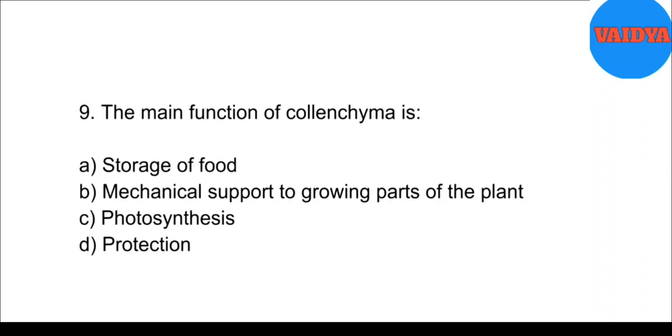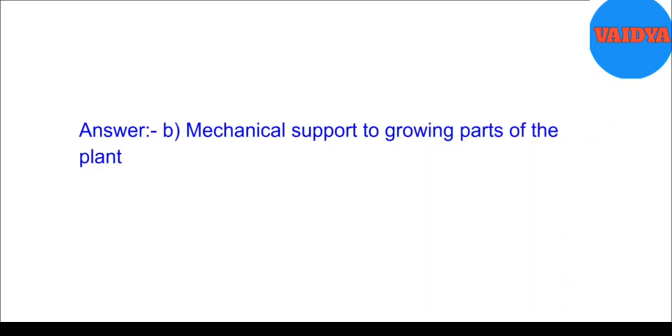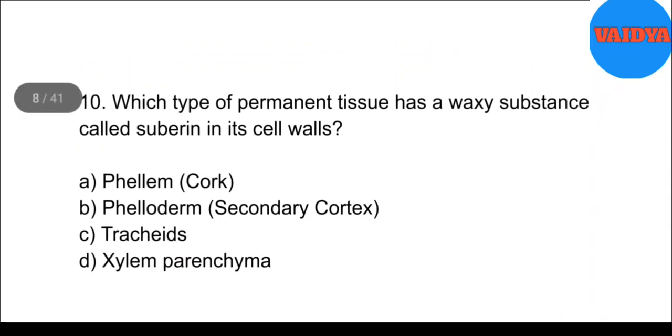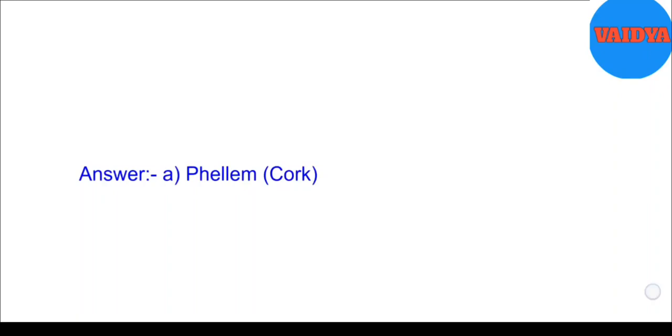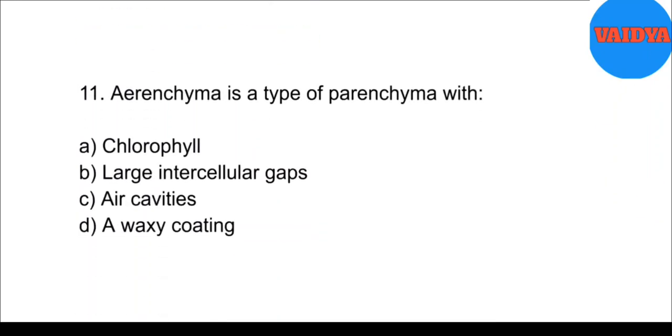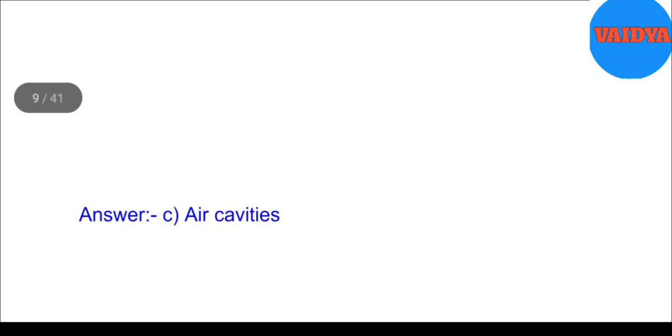9. The main function of parenchyma is A. Storage of food. B. Mechanical support to growing parts of the plant. C. Photosynthesis. D. Protection. Answer. B. Mechanical support to growing parts of the plant. 10. Which type of permanent tissue has a waxy substance called suberin in its cell walls? A. Phellem, cork. B. Phelloderm, secondary cortex. C. Tracheids. D. Xylem parenchyma. Answer. A. Phellem, cork. 11. Parenchyma is a type of parenchyma with A. Chlorophyll. B. Large intercellular gaps. C. Air cavities. D. A waxy coating. Answer. C. Air cavities.